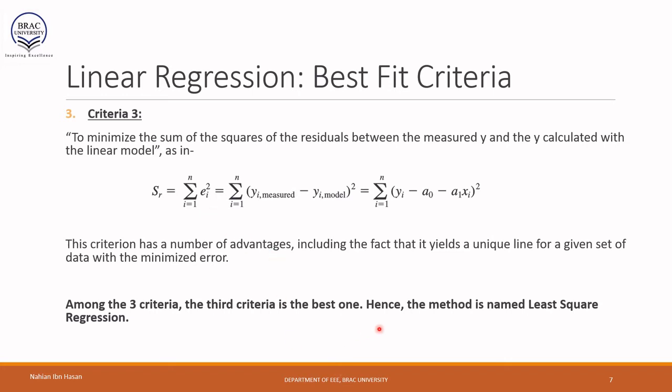So that's why it is named the least square regression. We take the squares of the errors and then we find the least value of that error term. That's why it is known as the least square regression.